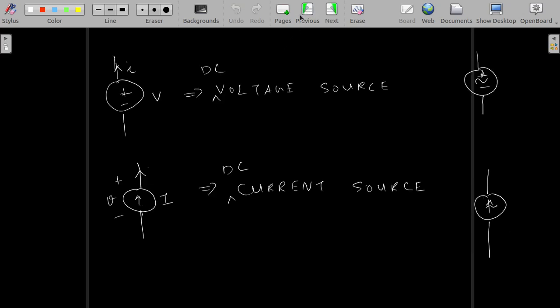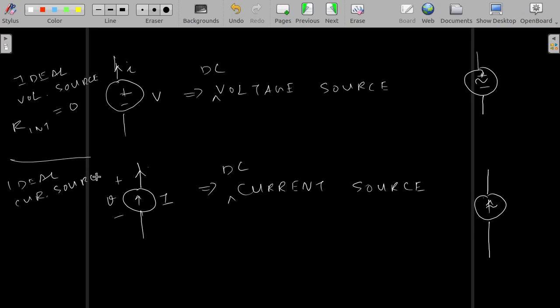Okay, one thing I missed in the previous part is that for an ideal voltage source, the internal resistance will be 0, right? Internal resistance will be 0, and for an ideal current source, the internal resistance will be infinite.